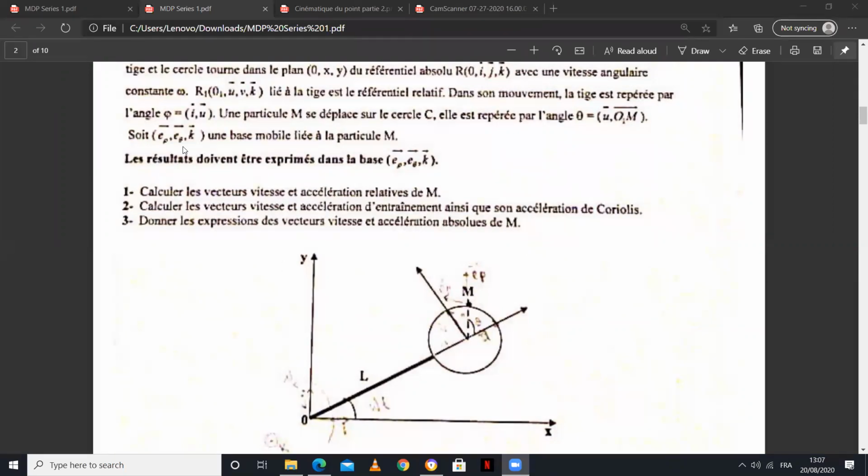So, they've then given you a condition. Les résultats doivent être exprimés dans la base (e_r, e_theta, k). Because here you have three bases. You have I, J, K, you have U, V, K, and you have e_r, e_theta, K. You might get expressions following IJ, you might get expressions following UV, you also might get expressions following e_r, e_theta, K. But the final expressions all have to be written in e_r, e_theta, K. All your final answers have to be expressed in this base.